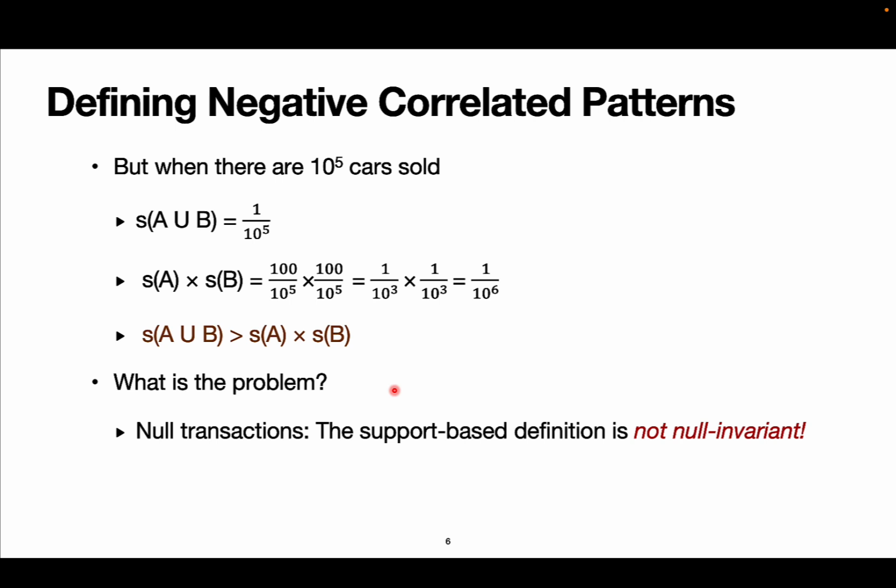Now let's exaggerate the number of transactions. We have sold 10 to the power 5 cars, so the support is very, very small, but then the product of support A and support B, when you multiply the values, is going to be even much smaller. So we're going to falsely conclude that this is not a negatively correlated pattern. Actually, it's a strong positive correlation, whereas the null transactions affected the outcome of this simple definition.